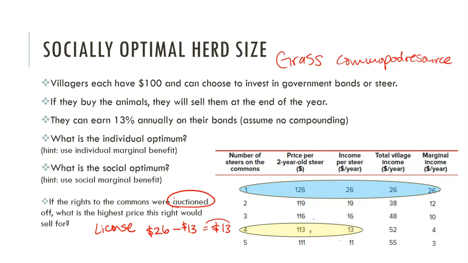And in this case, that means there's $13 left over to be able to pay for that license. And they're not going to pay more than 13 because then they would just make more money from the bond. So maybe it'll be $12.99.